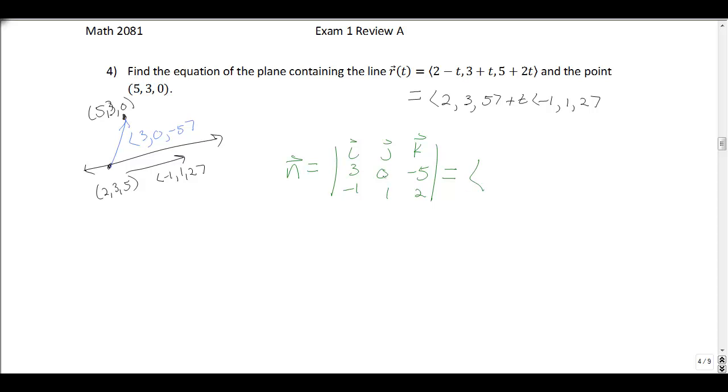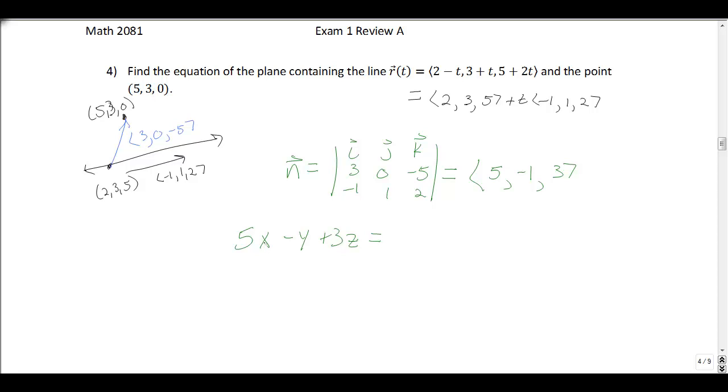So we'll get our i component, we get a 0 minus negative 5, that's a positive 5. j is going to be 6 minus 5, that's a 1, because j is a negative 1. k is going to be 3 minus 0, that's a 3. So our normal vector is 5, negative 1, 3, and we have a point 5, 3, 0. So the method that I like to do is just write down 5x minus y plus 3z. I know that should be constant for every point in the plane, in particular for 5, 3, 0.